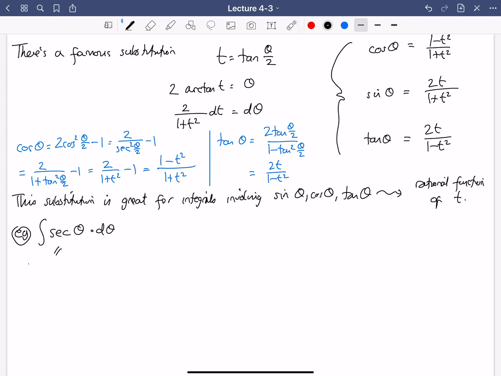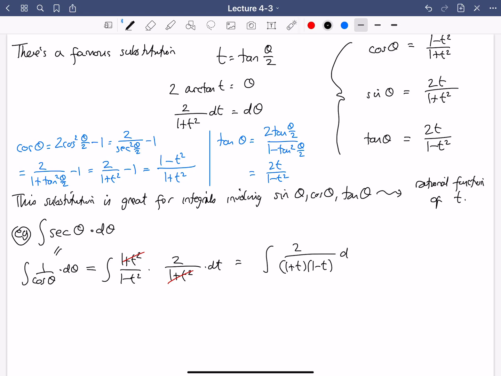So let's do that. Secant is 1 over cosine. And so I can make my substitution and I'll get rid of that cosine. The d theta will become 2 over 1 plus t squared dt. 1 over cosine is the reciprocal of that, 1 plus t squared over 1 minus t squared. And then those cancel. And so I'm left with 2 over 1 minus t squared, but that's 1 plus t times 1 minus t by difference of two squares. And that I can write in partial fractions.